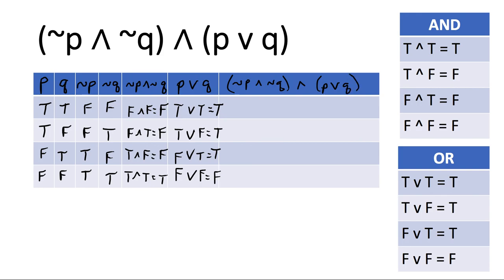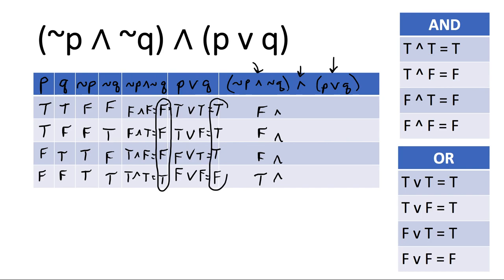And we'll start off by doing some copying. So we're going to begin with this part, which we calculated to be these answers right here. So I'm going to copy those down, FFFT. I'm going to put my symbol in. My symbol is the AND symbol. And then I'm going to put the answers that I got when I did P or Q. So those answers would be here. So TTTF.